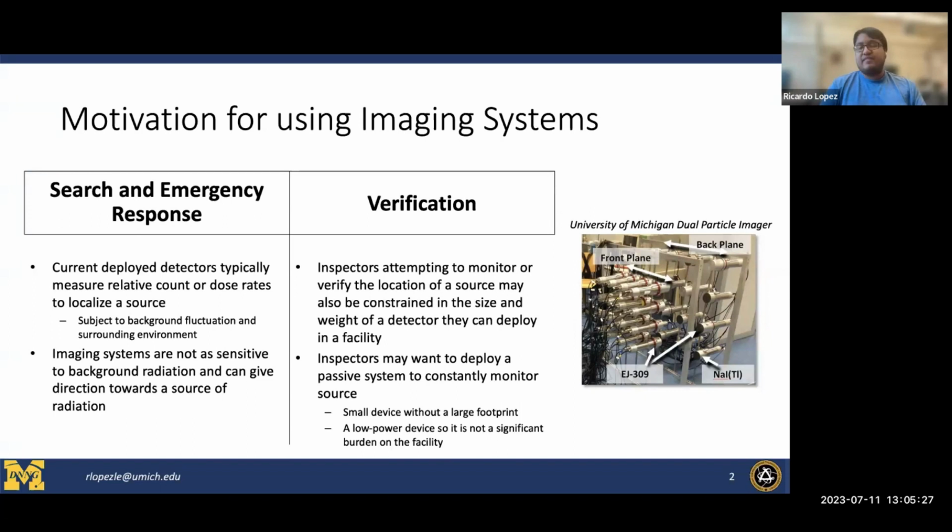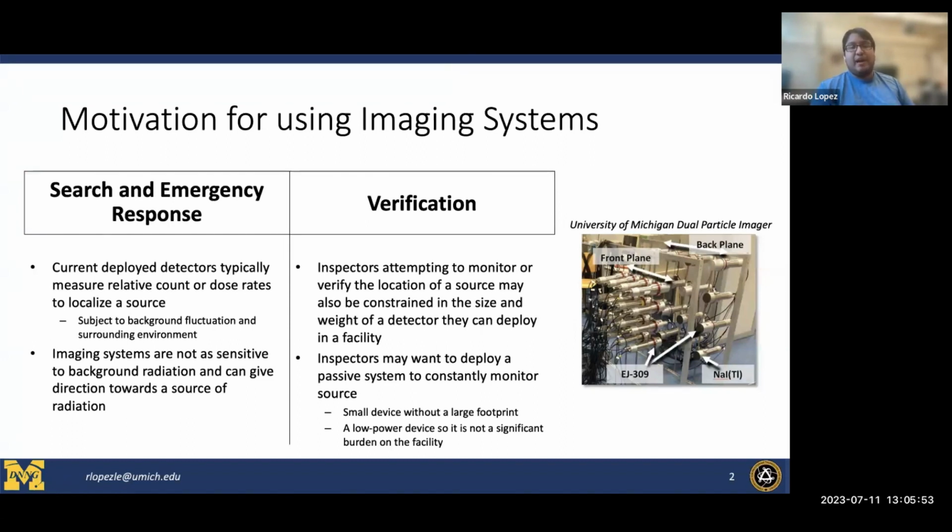However, imaging systems don't have this kind of sensitivity to background, and they can also give you more direct, or directional, information regarding the source of radiation. And we'll definitely get into a lot more detail about that. The other application would be for nuclear verification scenarios.